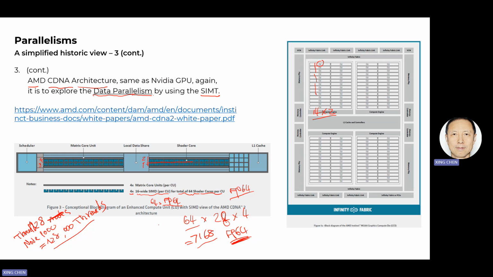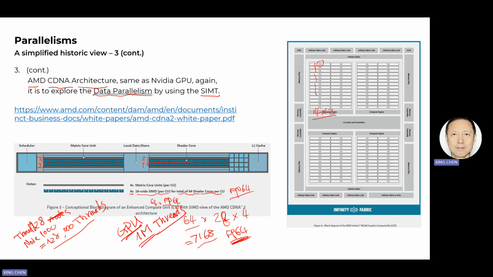But for GPU computing, just try to put that in your mind. Each GPU, you need to have around 1 million threads to explore the data parallelism.